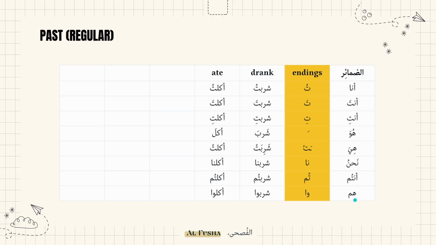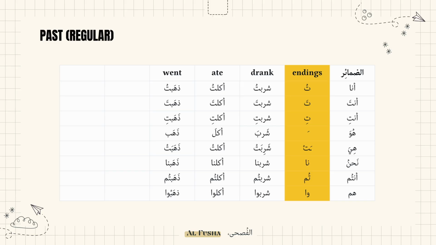How about hum? Hum is kinda irregular. We just add waw and alif and say akalu. The alif is not sounded. Let's take another verb. Went, or to go, which is ذهب. ذهب, that is the root verb.